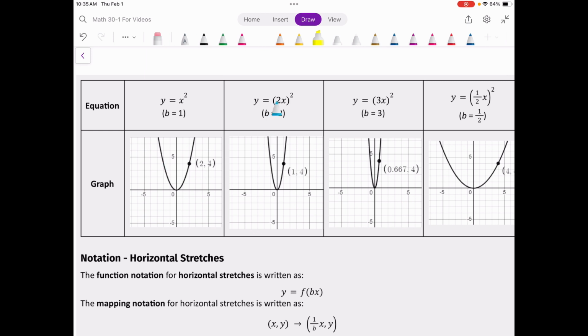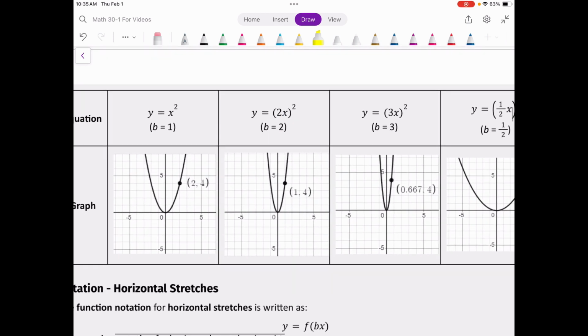Now, if we replace x with 2x, notice the difference here. A common student mistake is to say that this is also a horizontal stretch by a factor of 2. But have we actually taken our original equation and replaced x with 2x here? No, we've actually just multiplied our original equation, all of it, by 2.